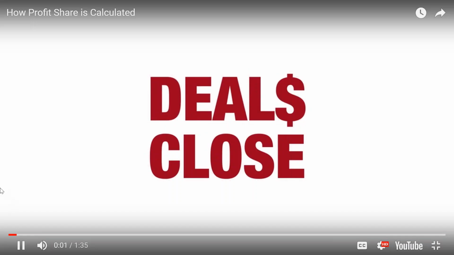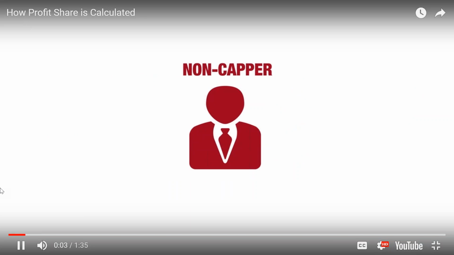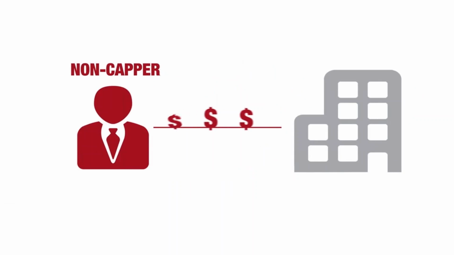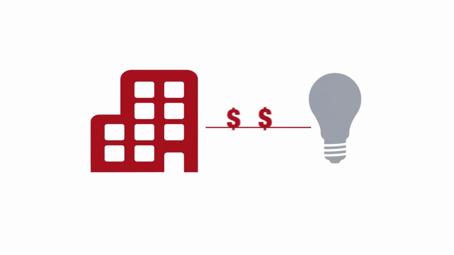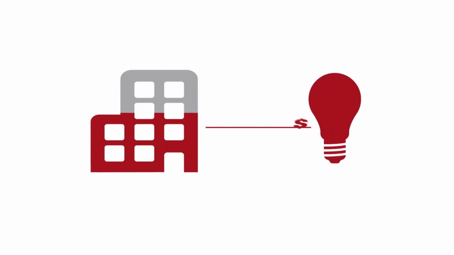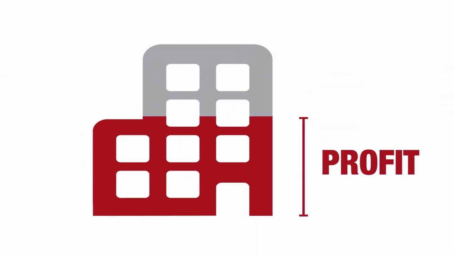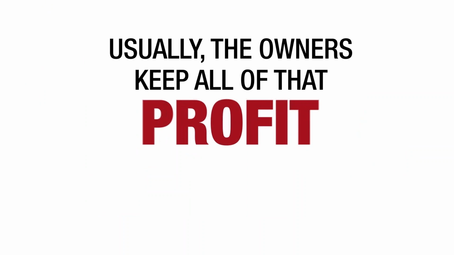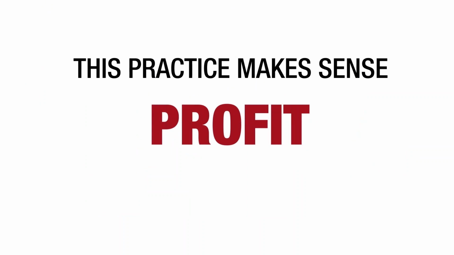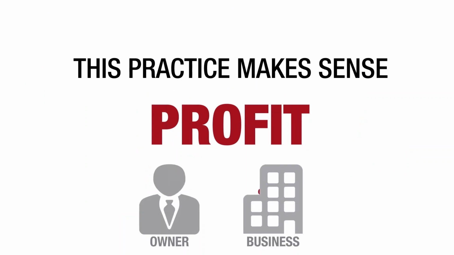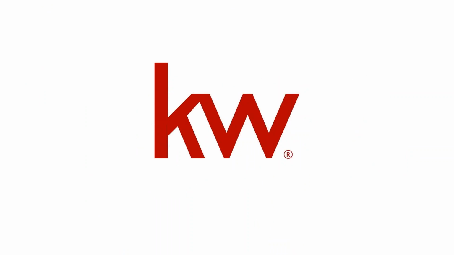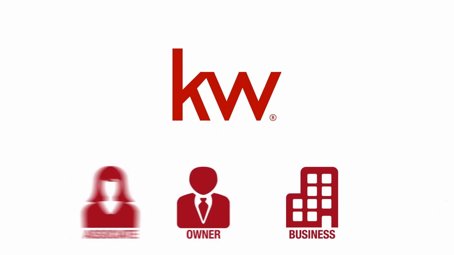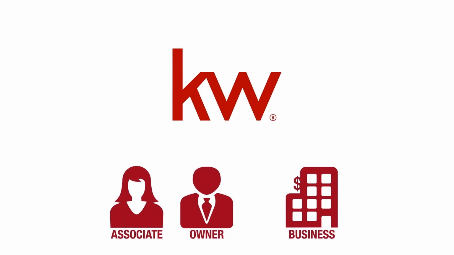So when deals close, agents who haven't capped pay company dollar to the market center. The market center uses that money to pay its bills. What's left over is profit. Every real estate business is in business for profit, and usually the owners keep all of that profit. This practice makes sense. Owners invest in businesses with the hope of seeing a return. At Keller Williams Realty, we do things a little differently.